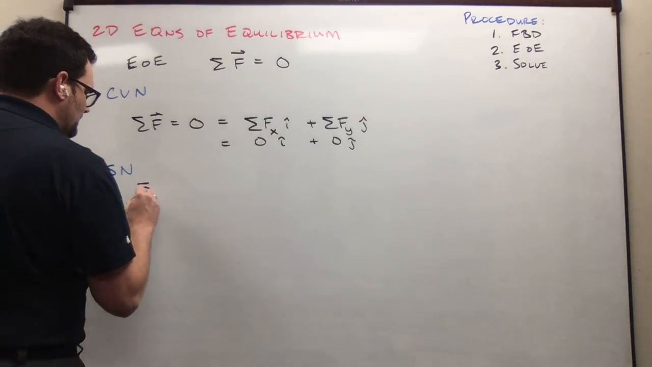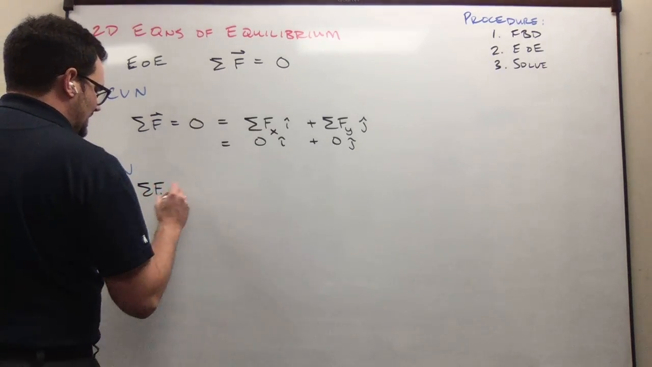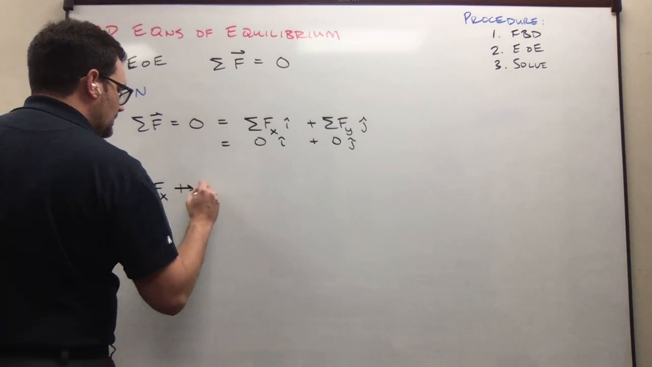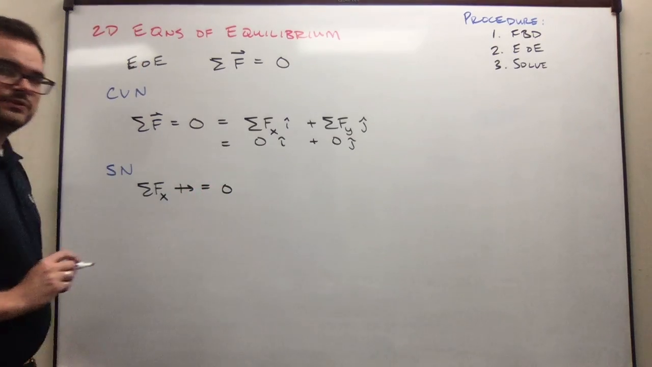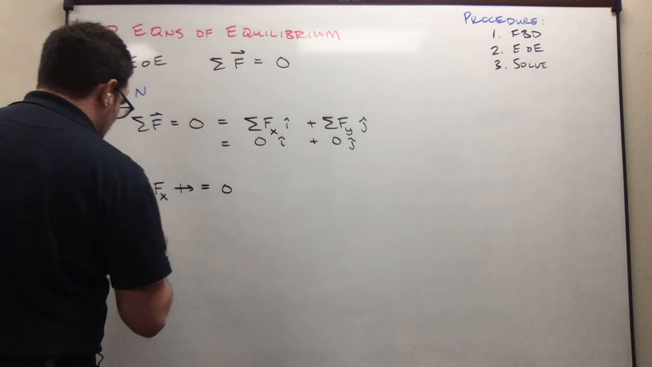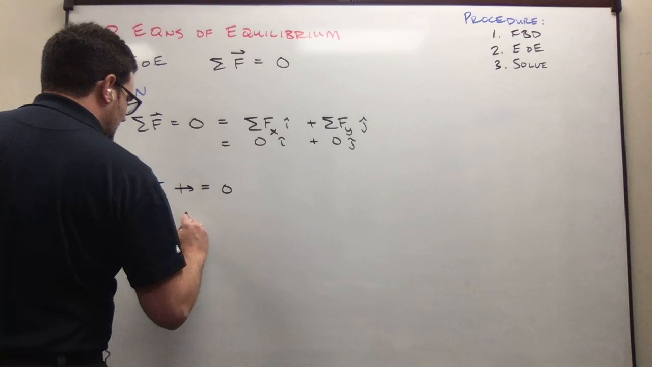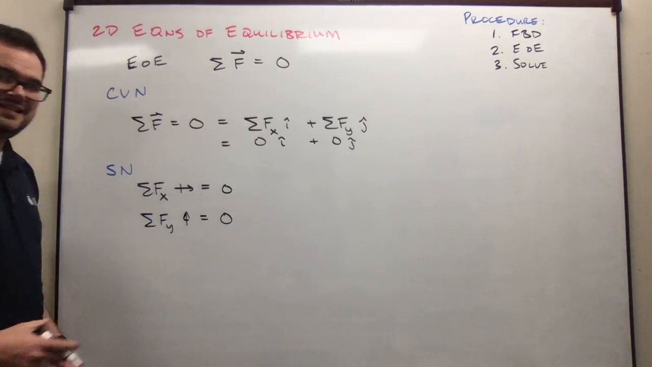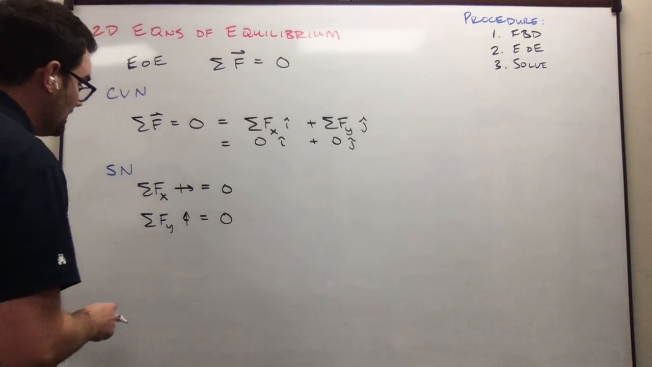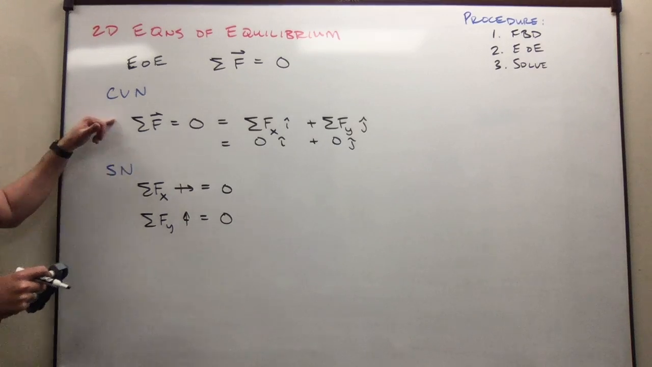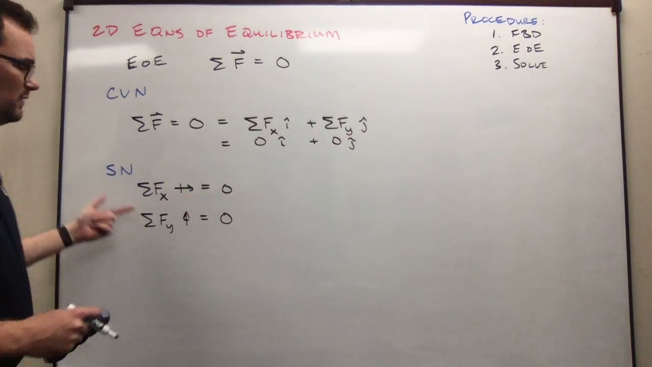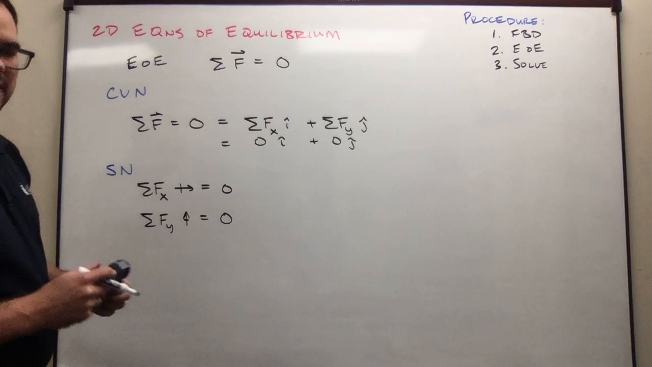So we're going to say the sum of the forces in the x direction with our scalar arrow is equal to 0. Yay, nothing moves. And the sum of the forces in the y direction equal to 0. Yay, nothing moves. So now, same information, but it really is explicit that we have two equations here.